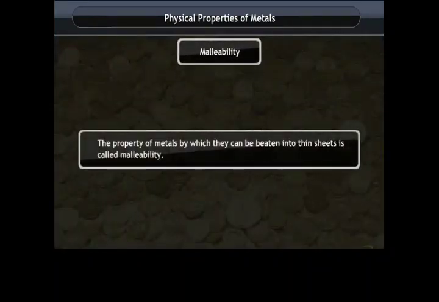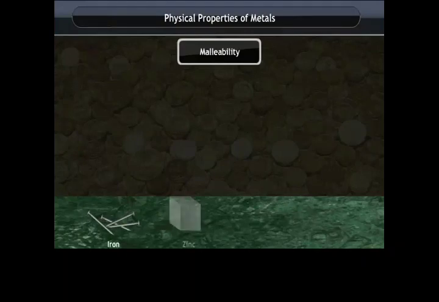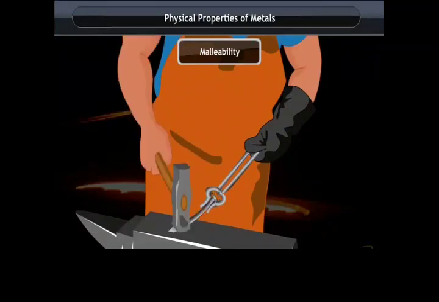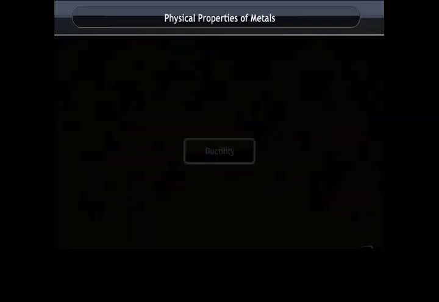Malleability. The property of metals by which they can be beaten into thin sheets is called malleability. Take some pieces of iron, zinc, lead and copper. Place any metal on a block of iron and strike it 4 or 5 times with the hammer. What do you observe? You find that some metals can be beaten into thin sheets. This property is called malleability.